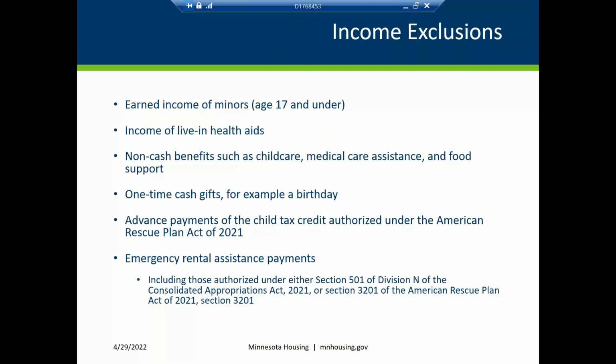Next slide, please. On this screen, you can see a list of income exclusions. Earned income for household members that are 17 years and under is not counted, nor are non-cash benefits such as food support or medical assistance. During the pandemic, we amended our program guide to reflect that advance payments of child tax credits are not included in income calculation, and emergency rental assistance received, such as those that were authorized in the American Rescue Plan through the Rent Help Minnesota program, for example, are not included.